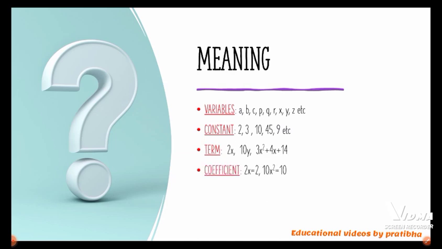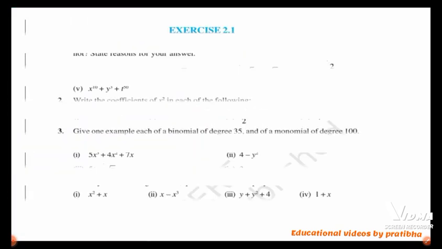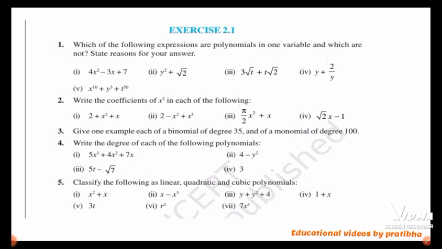Now coefficient. In the term 2x, 2 is attached with the variable x, so 2 is the coefficient of x. In the second term 10x square, 10 is the coefficient of x square. Exponents are the powers. Now this is the expression: 22x square, x raised to power 5 plus 19x cube minus 10x minus 8. Here 5 and 3 are the powers of x, which are called exponents.